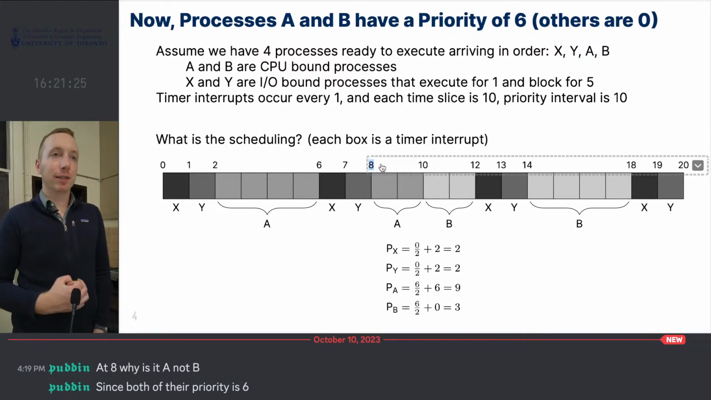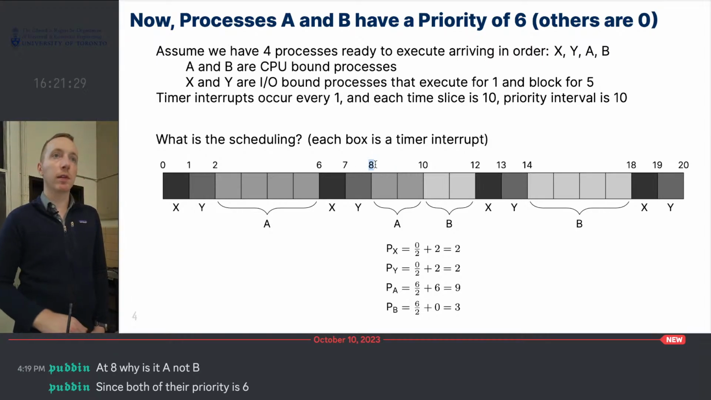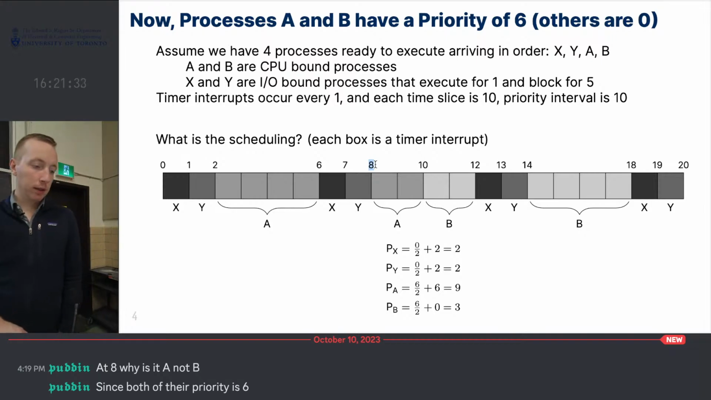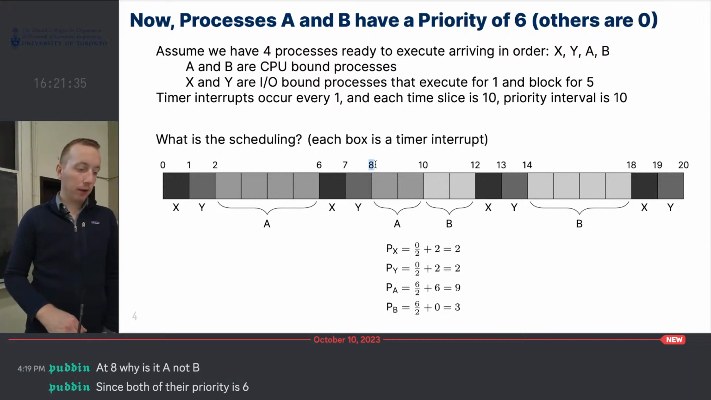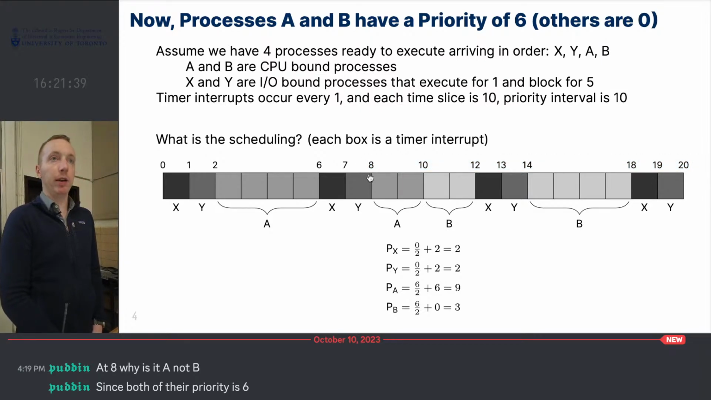Let me ask: at time 8, A has already run for 4 time slices, but B has not run for any time slices. Why choose A at time 8? In this case, at time 8, we haven't recalculated the priorities yet. We only recalculate them at time 10.